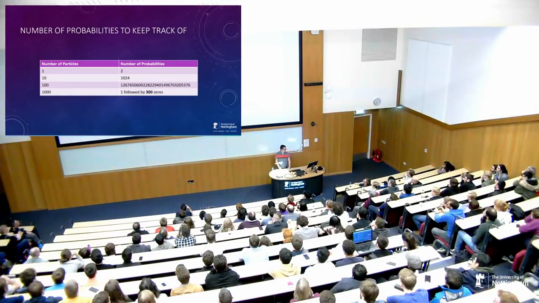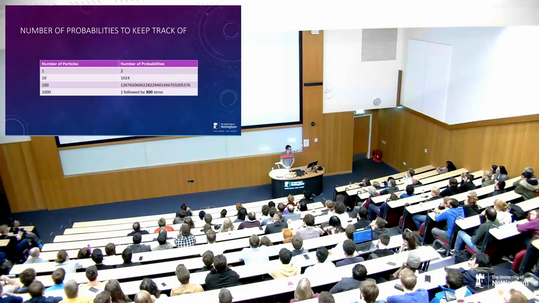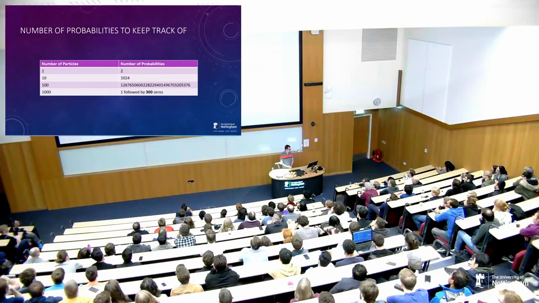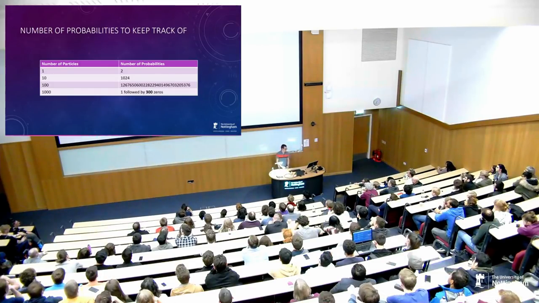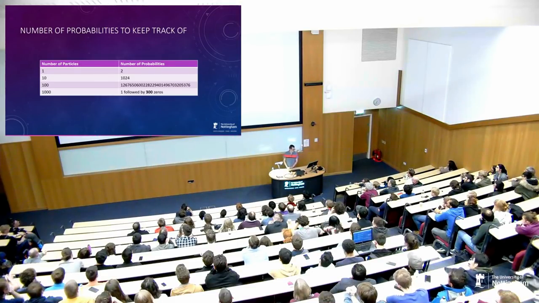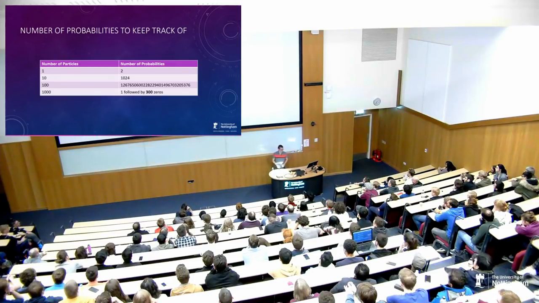Here, on the left-hand side, I have the number of particles that I want to study or simulate, and on the right-hand side, I have the number of probabilities that I have to keep track of. You see that while the left-hand side is only growing by 10 each time, the right-hand side is growing way, way, way too fast. For 100 particles, you'd have to keep track of one nonillion probabilities. I don't even remember, I had to look the name of that number up. I don't know it off the top of my head.